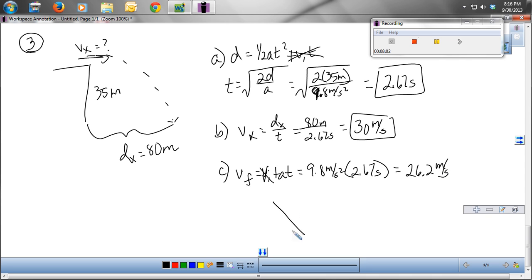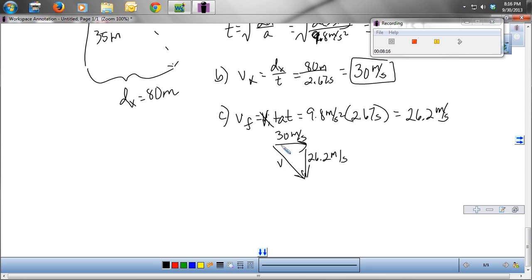They wanted this velocity here, so I have to do Pythagorean theorem, of course. So Vx was 30. Vf was 26.2. I was looking for this right here and this right there. So I said, well, V is going to be the square root of 30 meters per second squared plus 26.2 meters per second squared. So I did that math, and when I did that math, I got 39.8 meters per second.